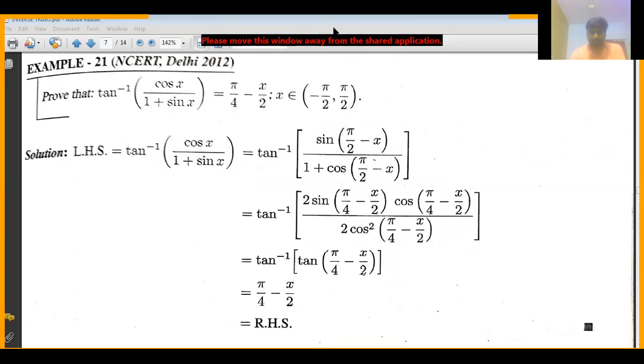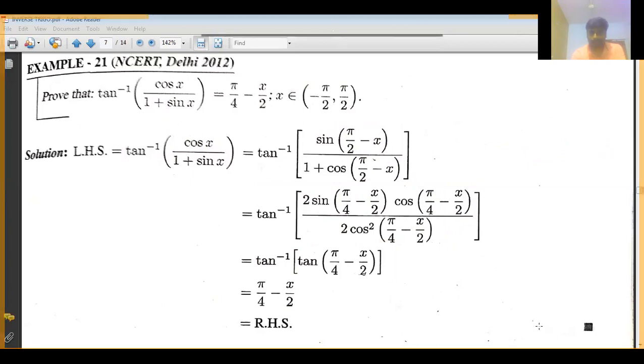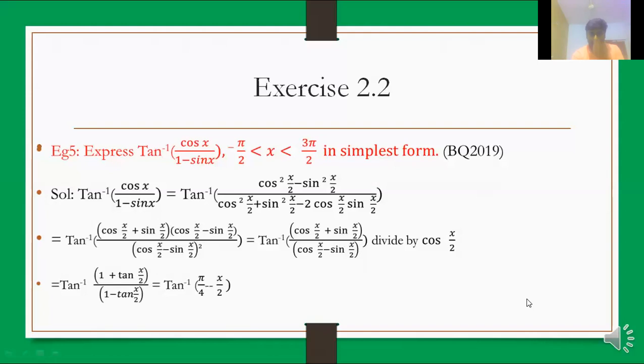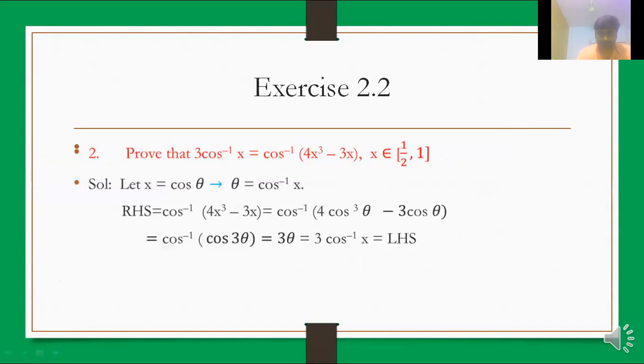Now, let us go back. Exercise 2.2. So this is a problem we discussed. Now, see exercise 2.2. Now, second question: 3 cos inverse of x equals cos of 4x cube minus 3x.